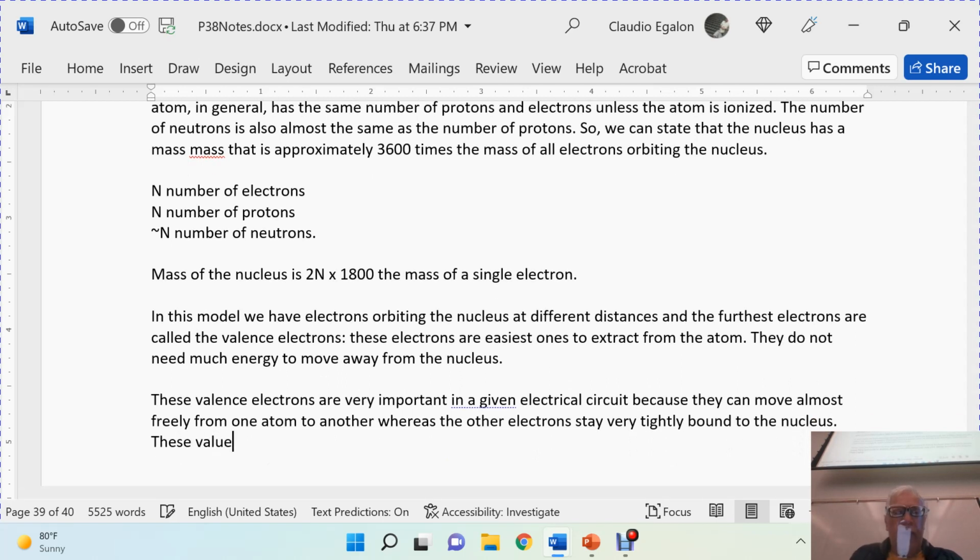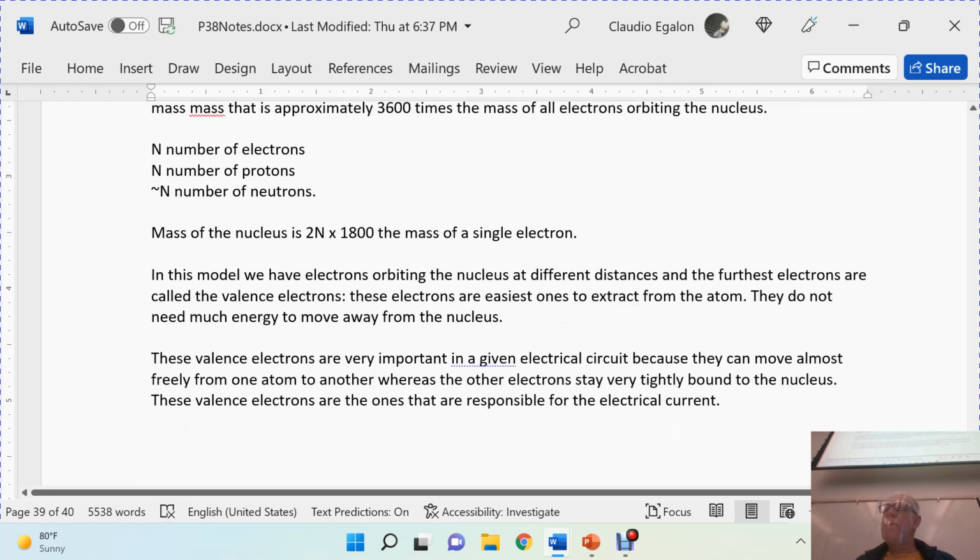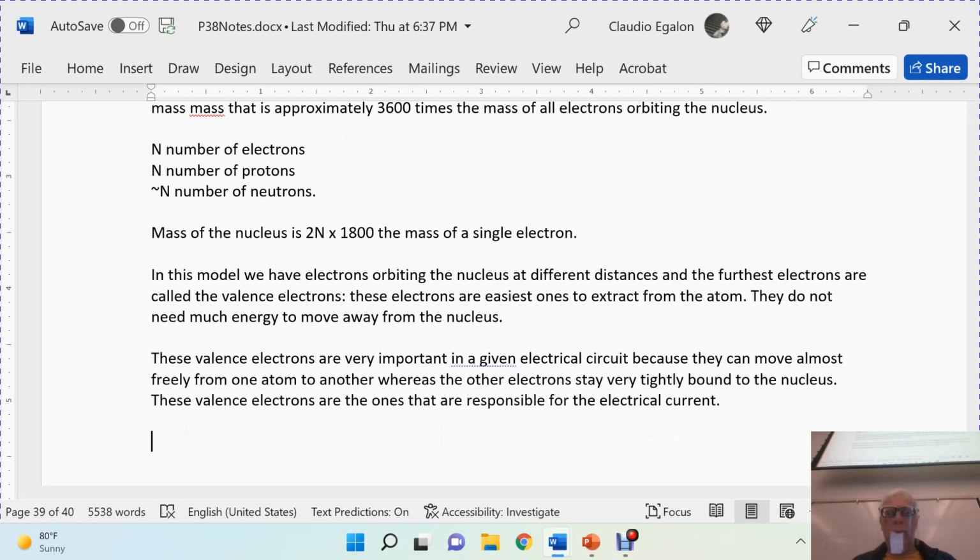These valence electrons are the ones that are responsible for the electrical current. Okay? These valence electrons are the ones that are responsible for the electrical current. So let's go back to our drawing here.